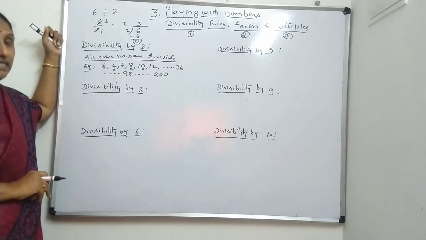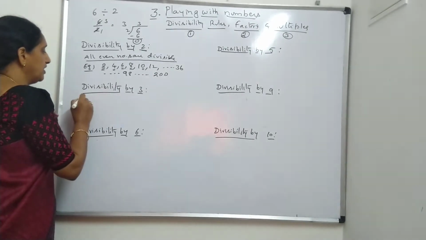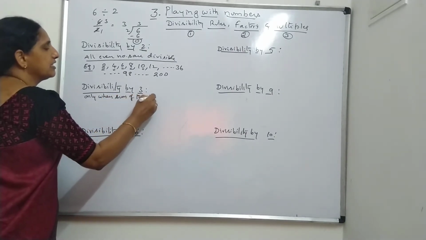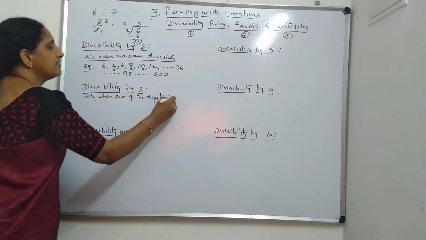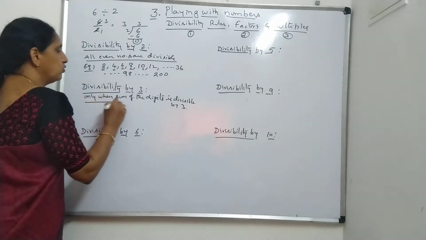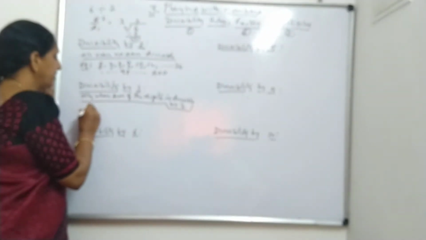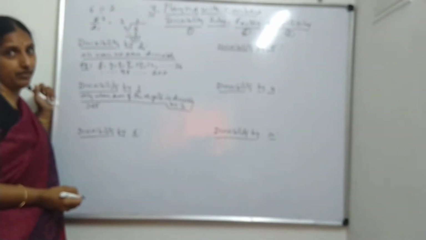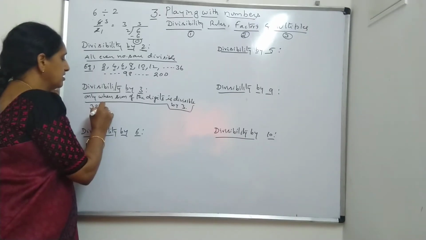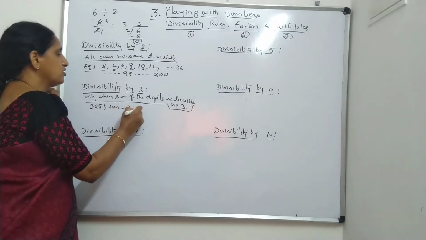Now divisibility by 3. The rule says a number is divisible by 3 only when the sum of the digits is divisible by 3. Suppose I have a number 325. Which number am I taking? 325. What are the digits? 5, 2, 3. You have 3 digits. Find the sum of the digits. Sum, S-U-M, means adding the digits. 3 plus 2 plus 5.